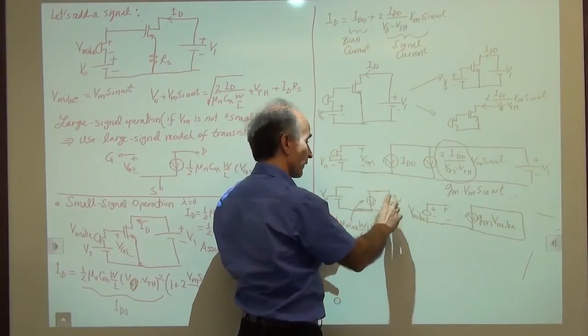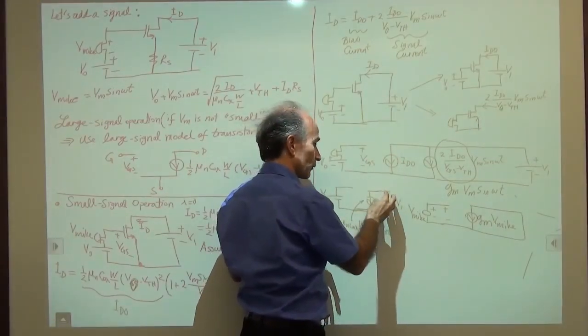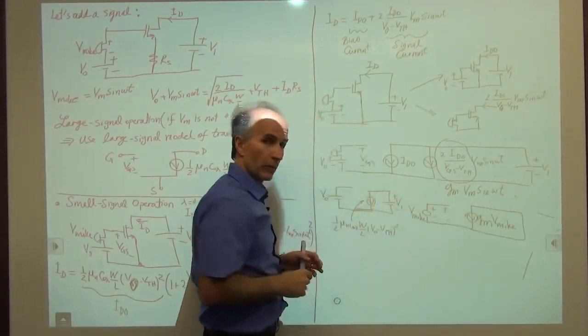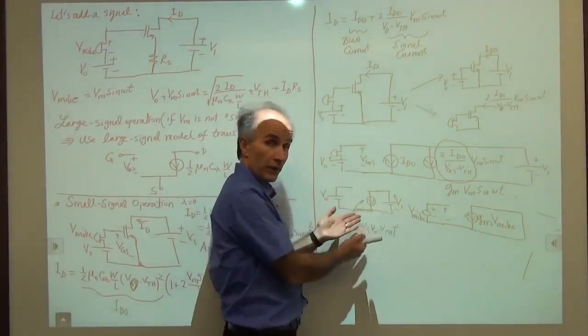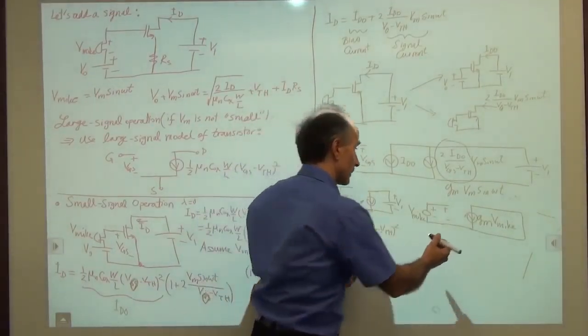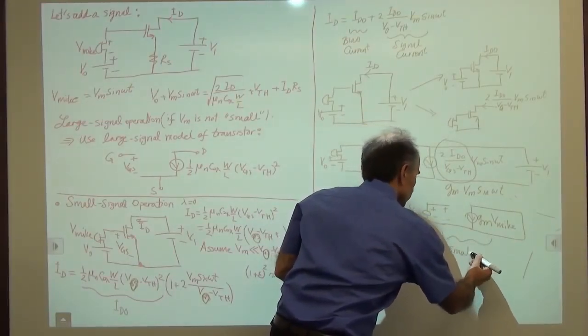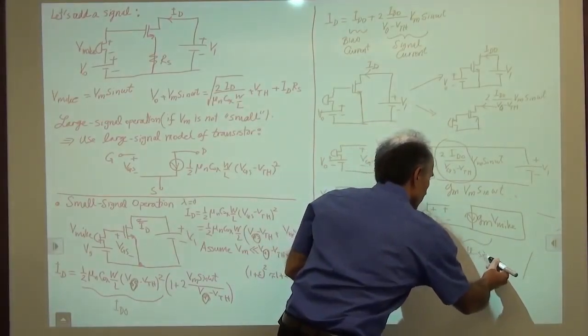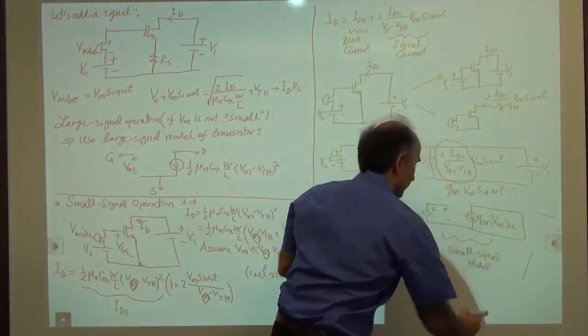If I have a voltage of V1 between drain and source, I have to have it only in one of these two models. I cannot have it in both models. So this is what we call the large signal model, if you will, which is also used for bias calculations. And this is what we call the small signal model of the MOS device.